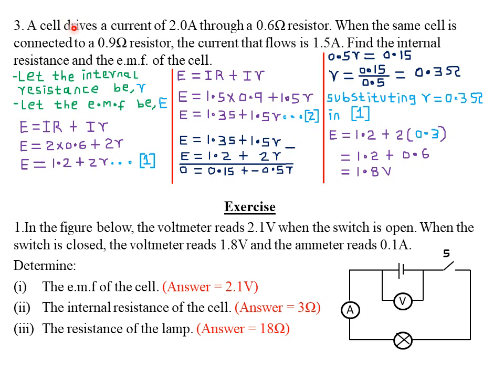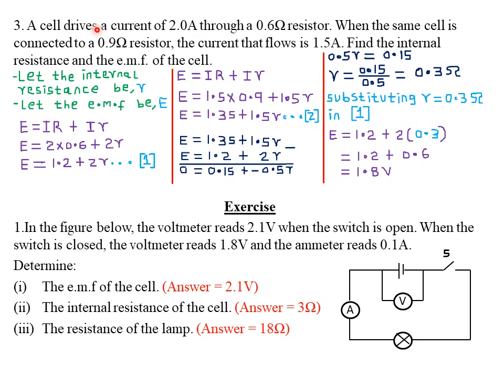We are told that it is actually the same cell, meaning that the EMF through that particular cell is the same, and also the internal resistance through that particular cell is the same. That's why they are talking of the same cell. It means the EMF for the first case is the same as the EMF for the second case. The total internal resistance for the first case is also equal to the total internal resistance for the second case. So let's just substitute the values that we have.